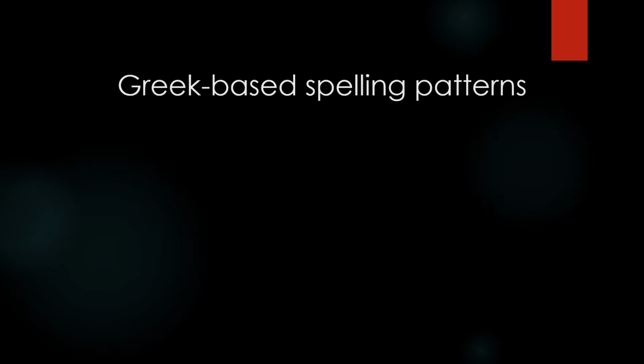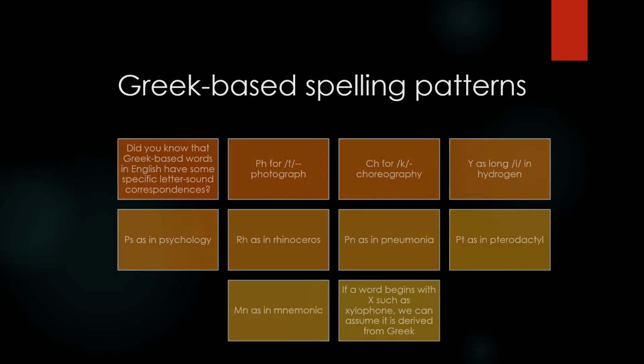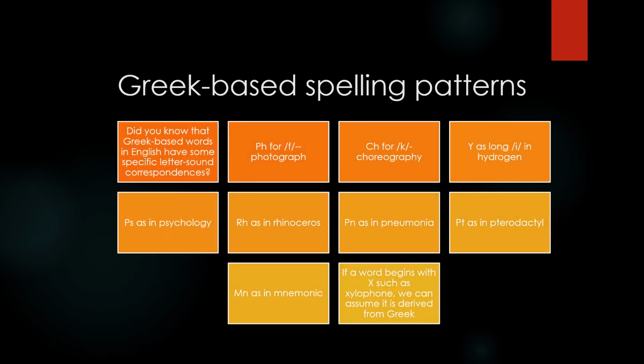All right, so our Greek-based spelling patterns. Drum roll, here they are. PH for F as in photograph. CH for K as in choreography. Y as long I in hydrogen. Here's one we didn't cover in our slides earlier, but I'll summarize it here. PS as in psychology. The P is silent and you hear the S.